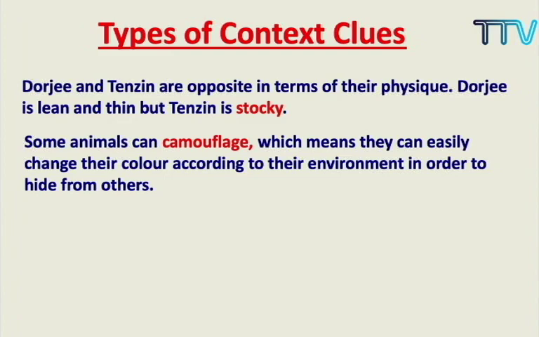So what is the meaning of camouflage? They easily change their color according to the environment. You see, so you got the idea. Camouflage is the power to change your color according to the environment in order to hide from the others, which is the predator animal who are eating.